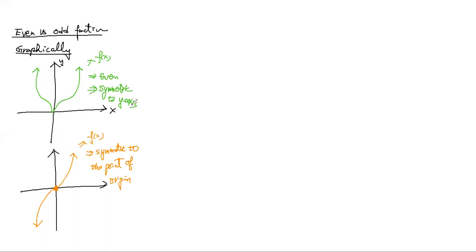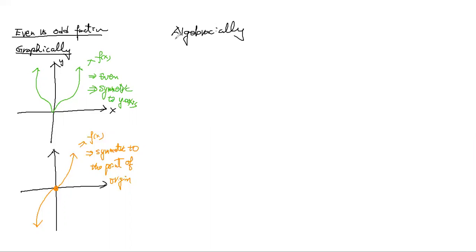So by using the graph, you can see it. But sometimes we cannot graph it. It's sometimes difficult to graph. So how do I see that algebraically?